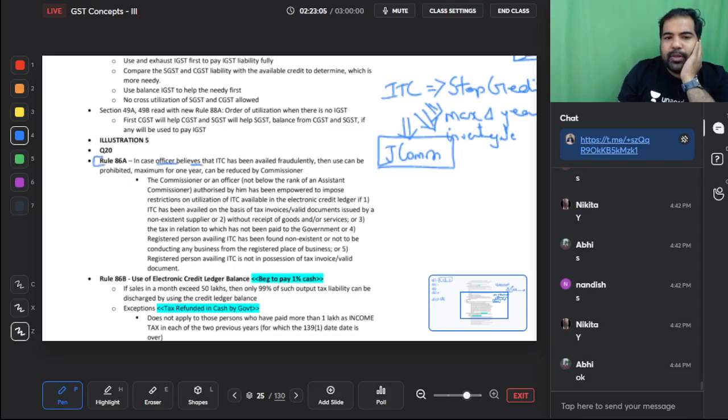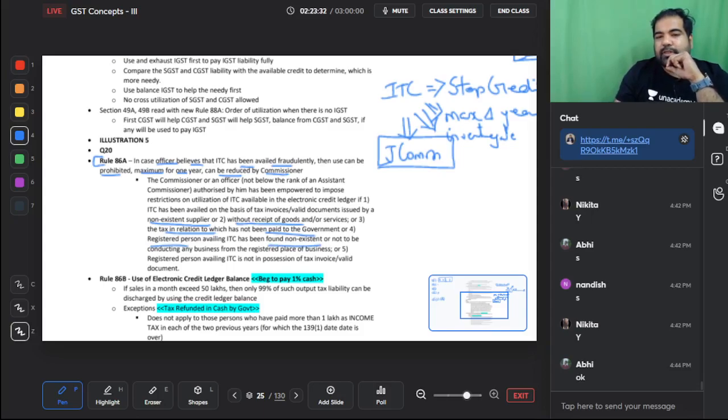In case the officer believes ITC has been availed fraudulently, it can be prohibited for a maximum of 1 year. This period can be reduced by the commissioner. What are the reasons? There is no supplier, a non-existent supplier. There is no receipt of goods. Tax is not paid to the government. The recipient is non-existent.